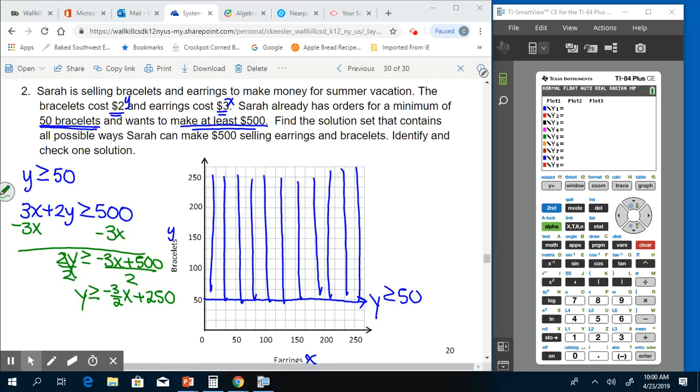So we go over to our y equals. We type in negative 3 divided by 2, x plus 250. And I just made a very common mistake. I put a minus for a negative, so I'm going to change that to a negative. And I forgot my plus 250. So I'm going to go to second and insert and add my plus sign instead of deleting everything.